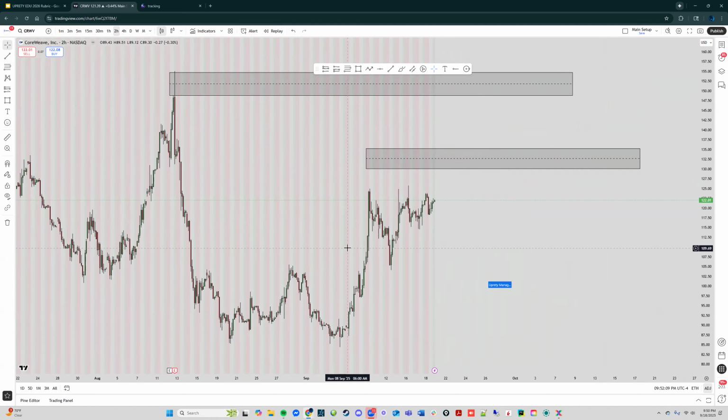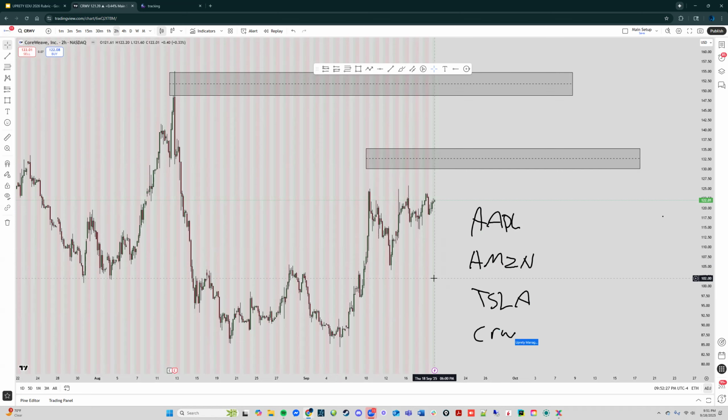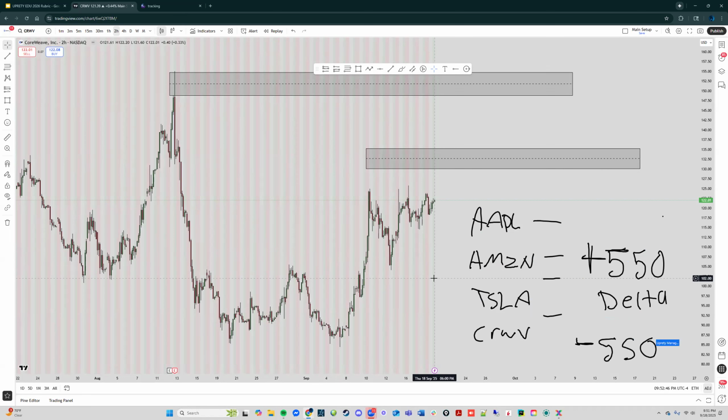What is hedging? There are multiple different types, but hedging is pretty much you protecting your downside. The best example I can use is my portfolio right now. I have Apple, Amazon, Tesla, CRWV, and these give me a positive 550 delta, which means that if the market pushes up $1, I'm going to be up $550. But if the market drops, I'm going to be down $550. That's a lot because we don't know what the market is going to do tomorrow.